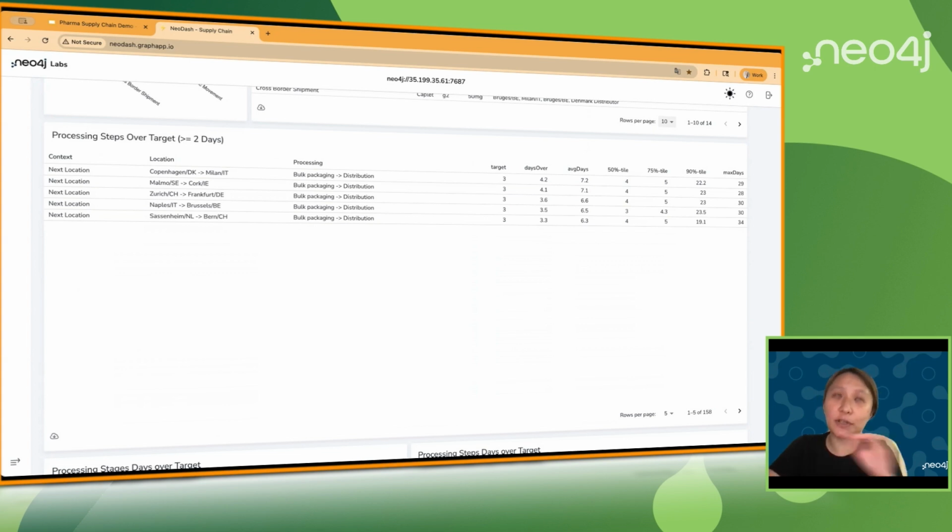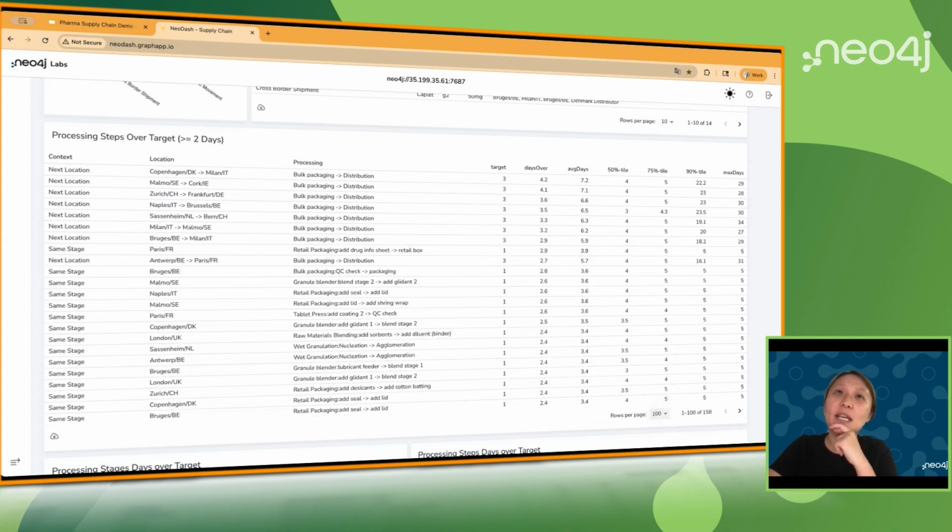The database traverses across all the processing stages to identify if there's any bottleneck here. So I'm going to bring up more rows here. Here you can see it shows at which location what processing is holding us back. For example, in this several location, the staging from bulk packaging and distribution has seen a huge delay, where the target duration is 3 days, but we're seeing on average anywhere between 6 to 7 days.